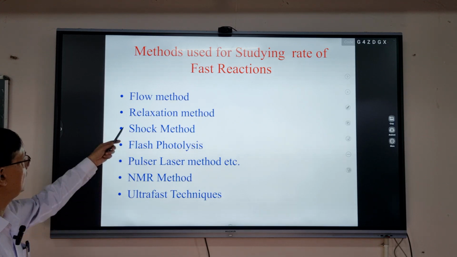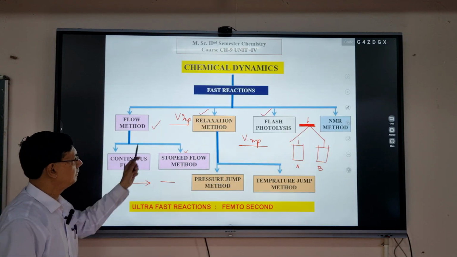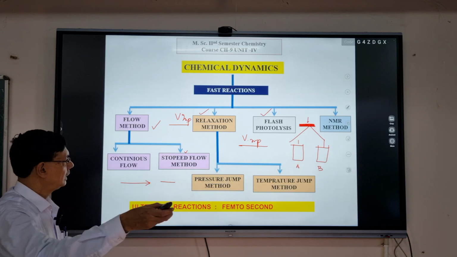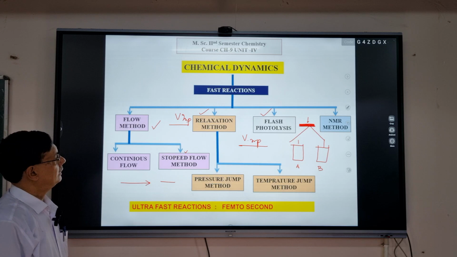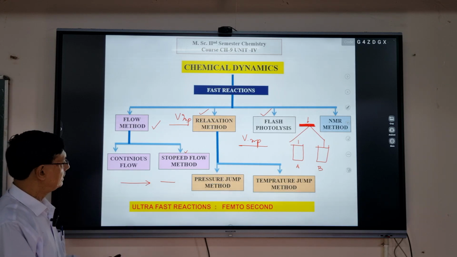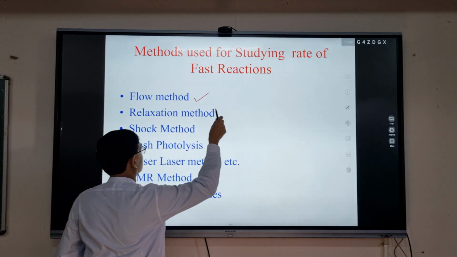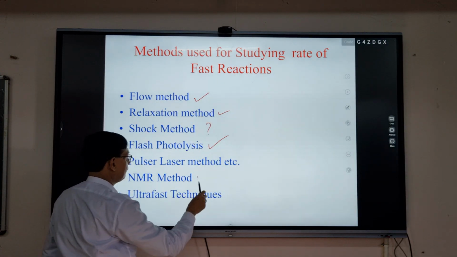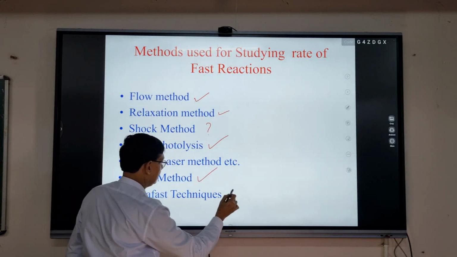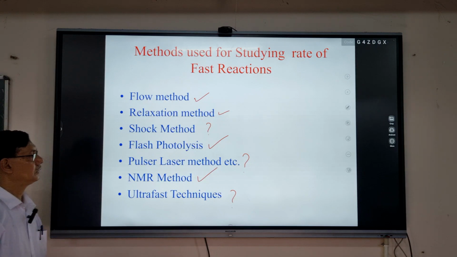Again, these are the same thing in terms of a tabular form. My students have prepared this table, and as per the course, flow method and relaxation method are covered. Photolysis is in your course, NMR method is in your course, ultrasonic technique is not in your course, pulse laser is not in your course.